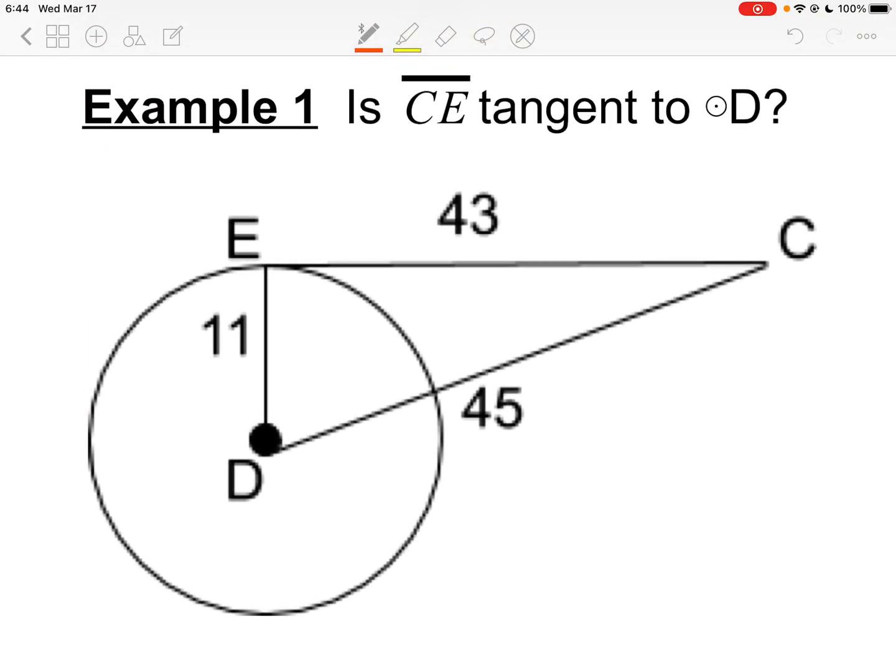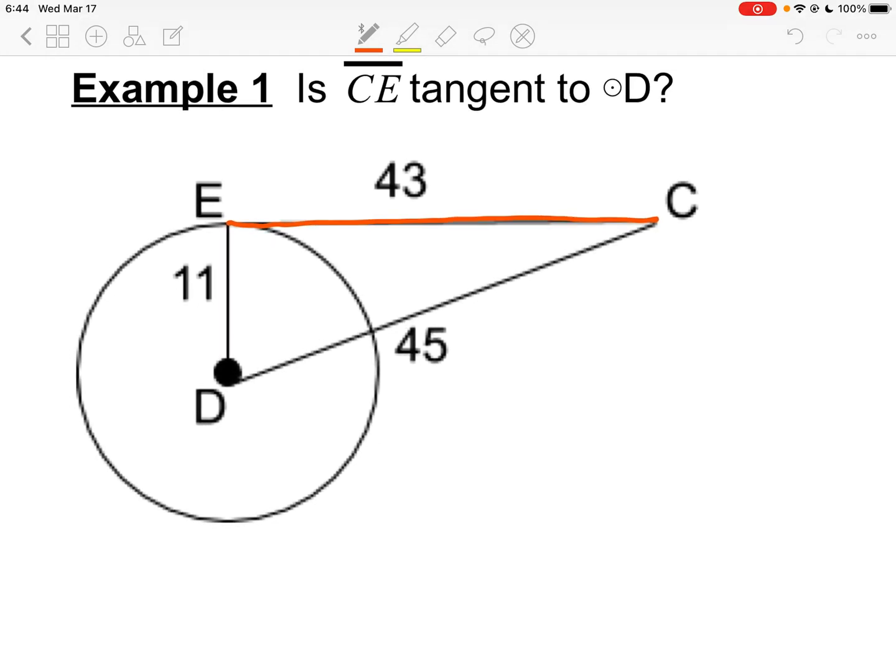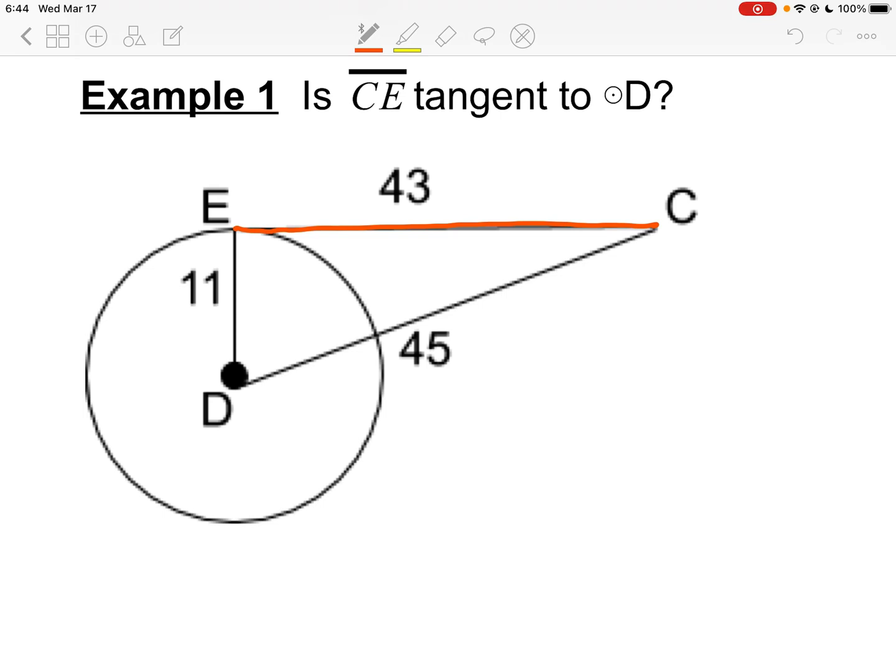So for example 1, we have our question, is segment CE tangent to circle D? So we're going to figure out if this is tangent. What we need to know to answer this question is, is CE perpendicular to the radius DE? So I want to know if this is a right angle. So is this a right angle?